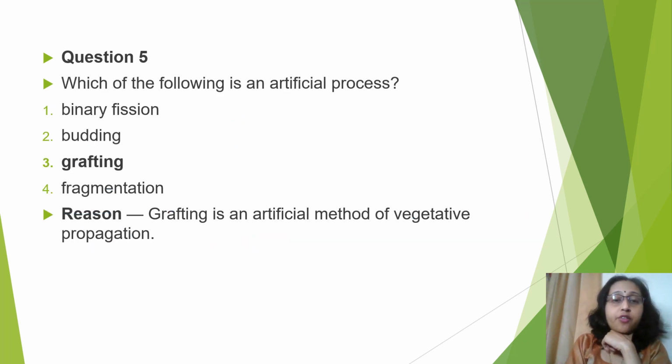Question 5. Which one of the following is called the artificial process? Binary fission, budding, grafting, fragmentation. So the answer is grafting.